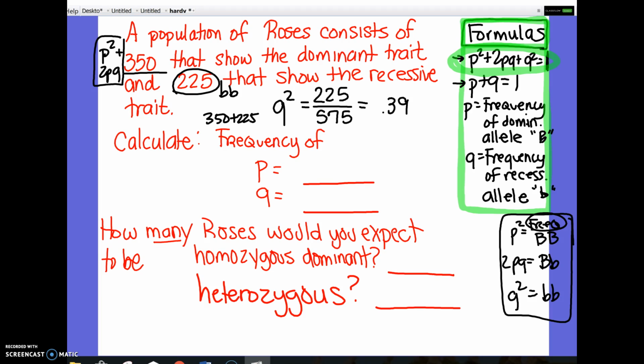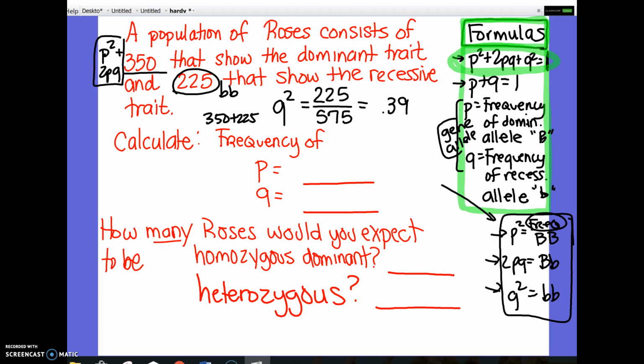Now, that's q squared, not q, because q squared is homozygous recessive, or showing the recessive trait. In fact, all of these are showing the trait. So you're only being given p or q if they say something about the frequency of the gene or the allele. If they use those words, then they're giving you p or q. If they say anything about showing the dominant or recessive trait or being heterozygous, then they're referring to these other ones, the p squared, 2pq, q squared.